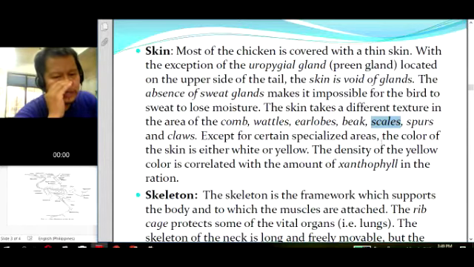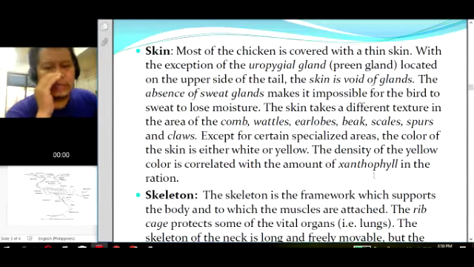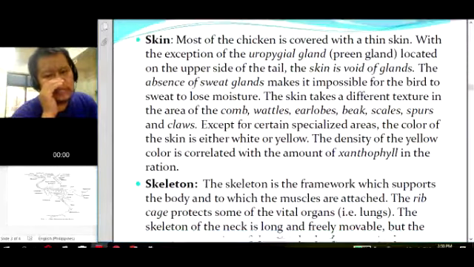Except for certain specialized areas, the color of the skin is either white or yellow. It depends on the color of their feed. The density of the yellow color is correlated with the amount of xanthophyll in the region. Xanthophyll is the yellow pigment. If you feed more yellow pigment to your chicken, most likely the color of its skin is yellow because of xanthophyll. Example, yellow corn. There are many other sources of yellow feedstuff. So that is the skin.